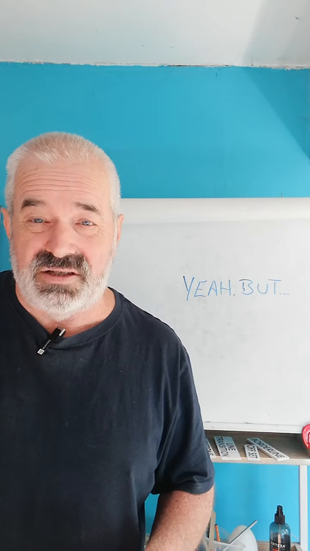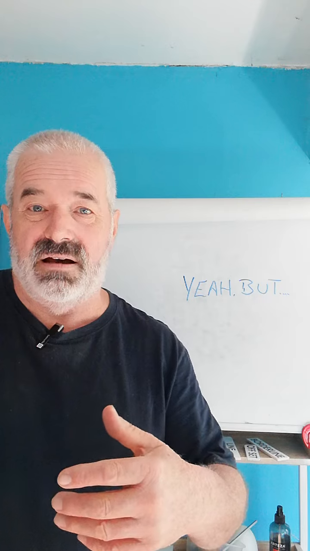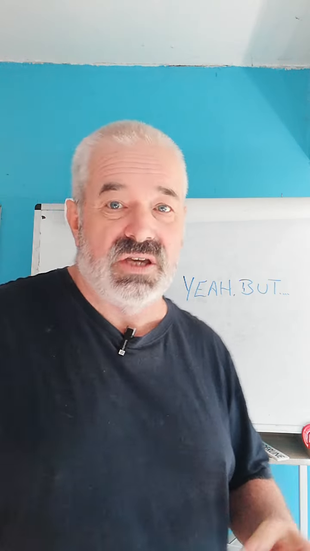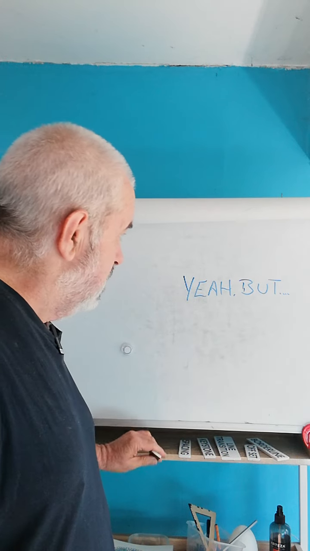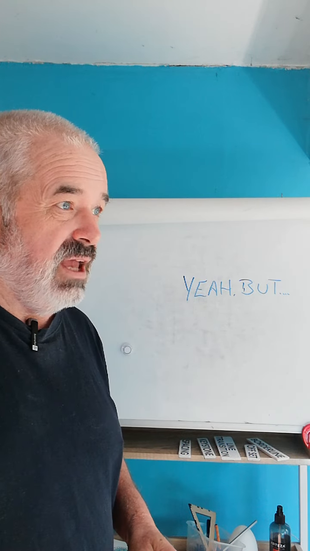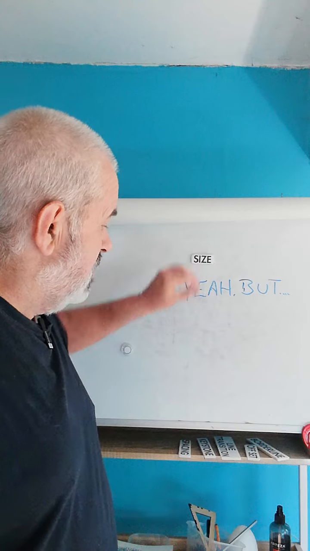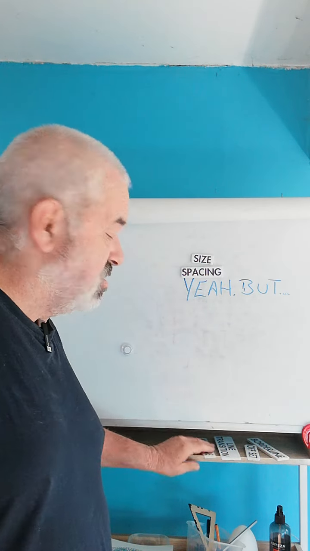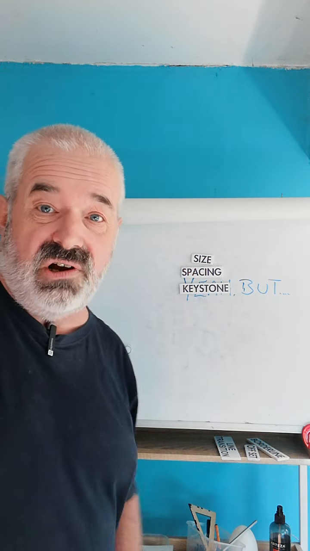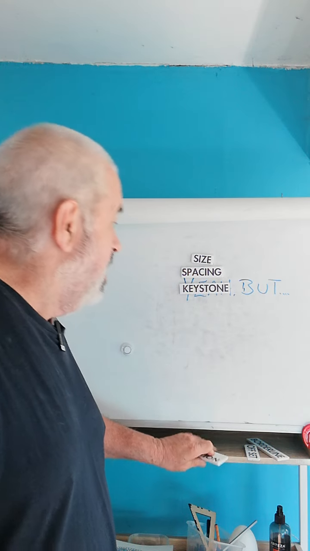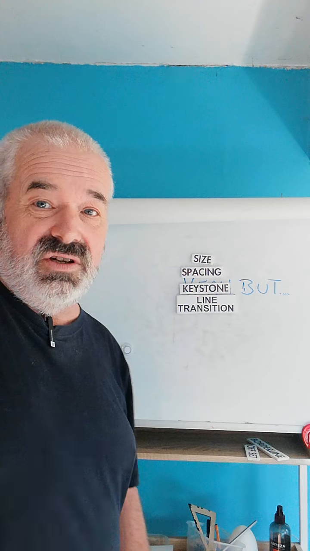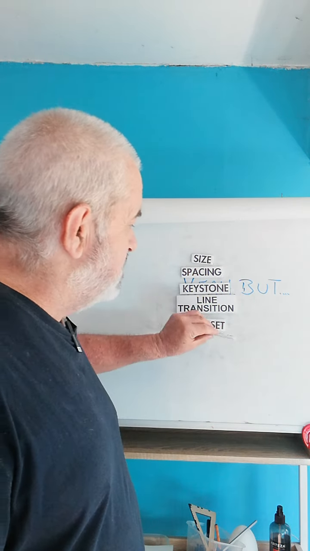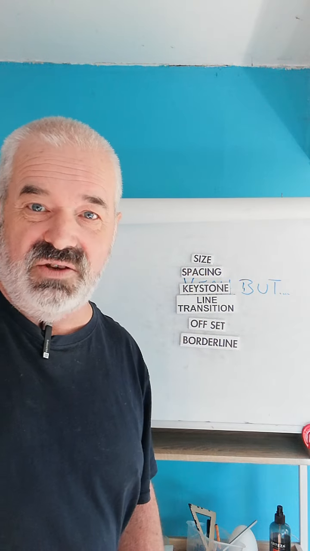Yeah, but this is something I hear a lot when I'm talking about the rules and they're looking at the original Roman mosaics and they're saying, size, we want the average size. Yeah, but I see different sizes in a mosaic. Yeah, but I've seen inconsistent spacing. Yeah, but I've seen triangles instead of keystones on a curve. Yeah, but line transition, haven't seen that done properly. Yeah, but I've seen them not offset. Yeah, but I've seen some without borderlines on them.